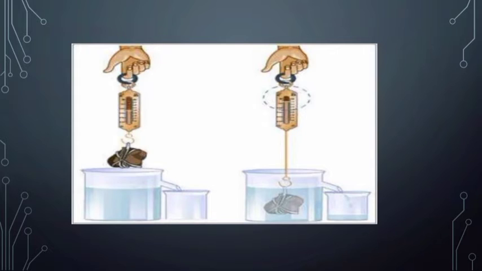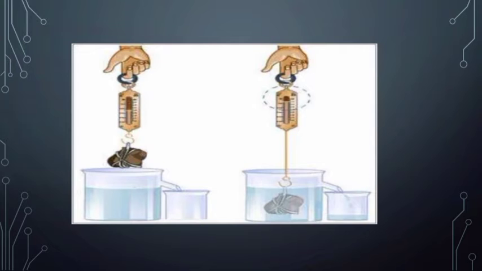This is what Archimedes, the scientist, proved with his statement that if you immerse any object in water, the loss in weight of that object is equal to the weight of the water displaced by it. Correct? Now you can see here the diagram of the experiment we have done with the stone and the spring balance.